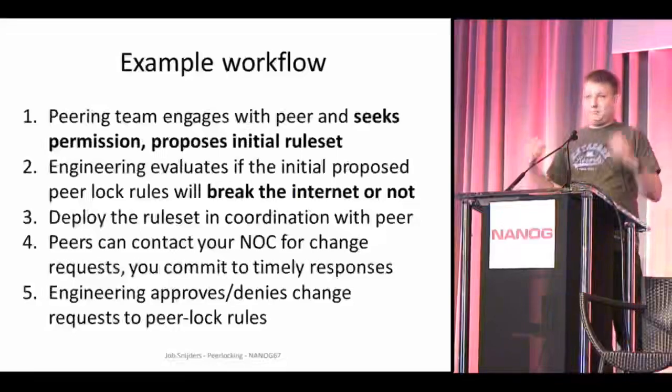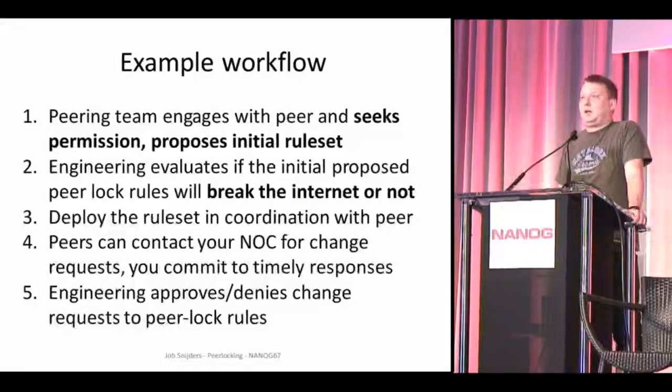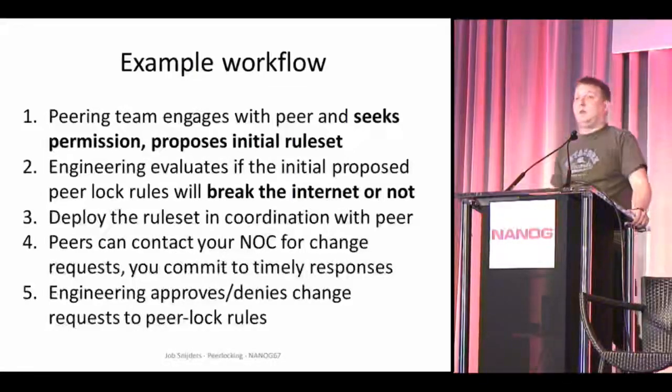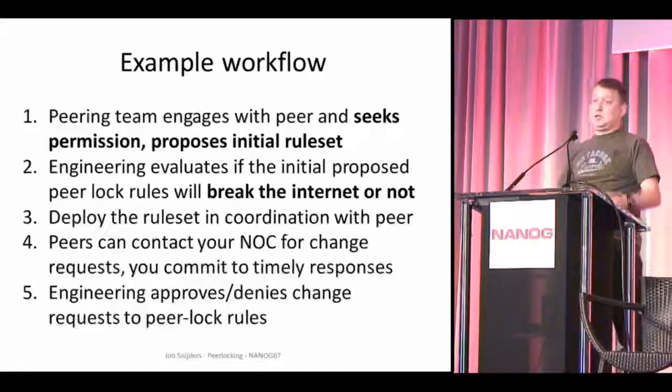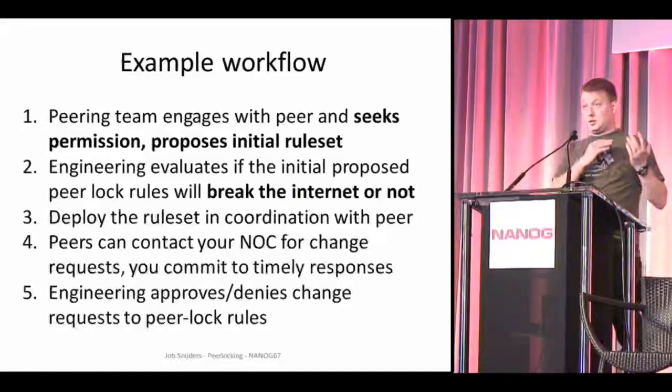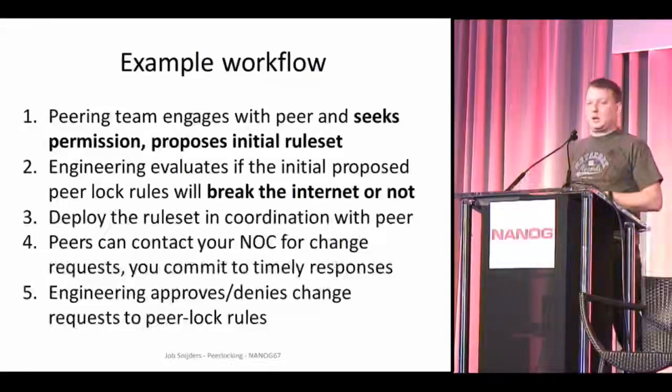If you want to somehow get peer lock in your network, the way we implemented it is that our peering team reaches out to peers and says, hey, look, we have this special type of filter. Are you interested in this? We provide them with technical documentation that shows configuration examples of what would be configured on our side of the link, and then their engineering teams can assess whether they agree with that or not.